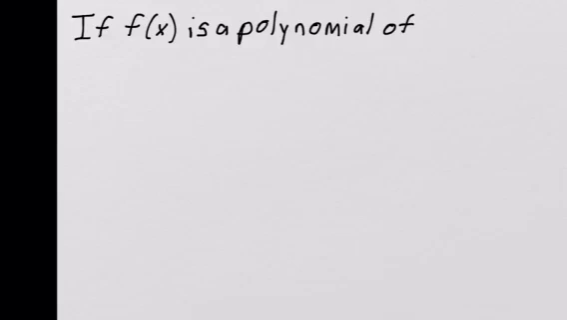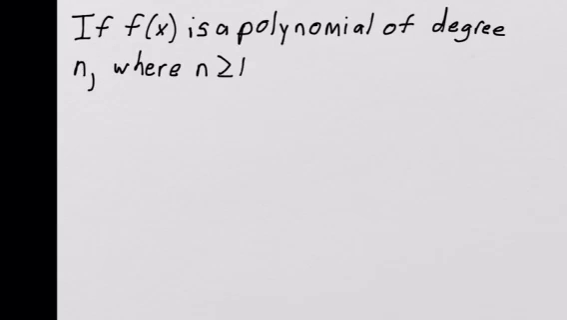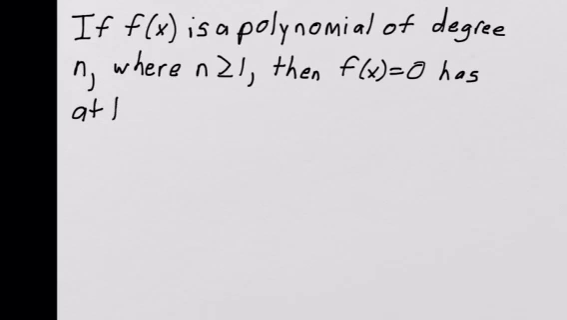If f of x is a polynomial of degree n, where n is greater than or equal to 1, then f of x equals 0 has at least one complex root.